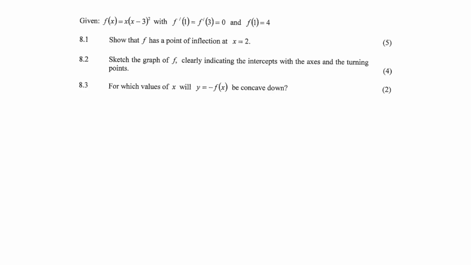Okay, cubic function. So we've got f of x is equal to x times (x minus 3) squared, with f prime of 1 and f prime of 3 equal to 0. And we have a random point here. Okay, so we're going to get to this at a later stage. For now, let's just answer the questions.